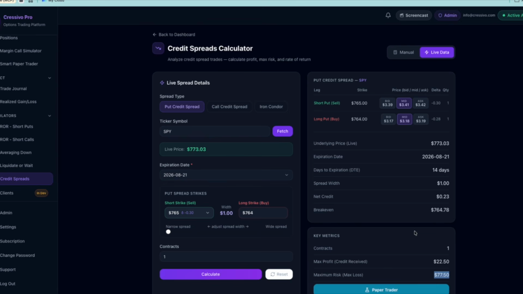Now, credit spreads can be a little bit confusing if you're new to trading, so I highly suggest you use a paper trading account. And we have that in this app. In fact, we can build this trade and we can send it right to our paper trader app by just clicking a button like so.